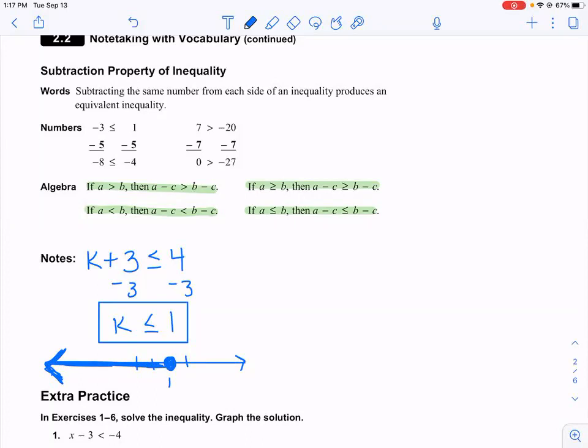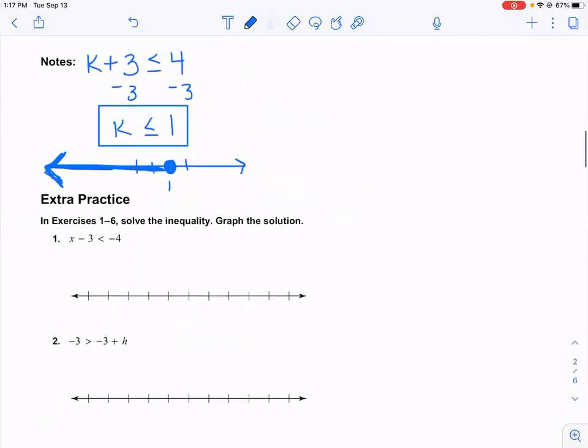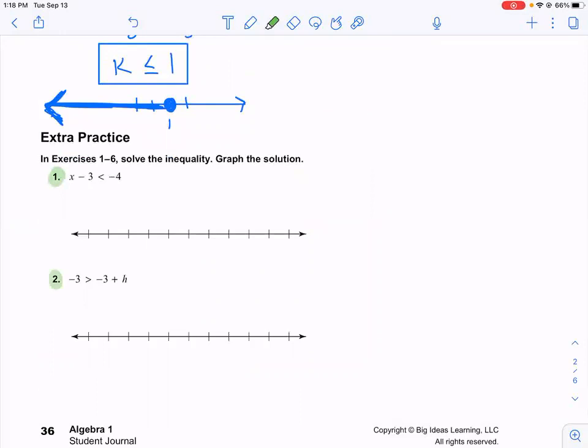Okay, I feel like I can let you do a couple problems without me. What do you think? Yeah, you think I can? Okay, so on these extra practice ones, I want you to do number 1 and number 2 and then stop.